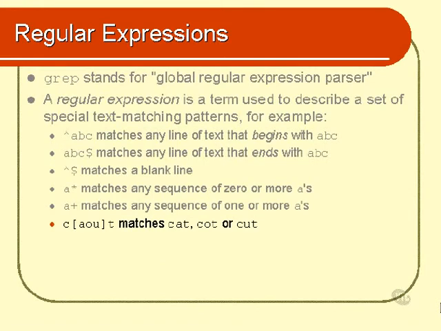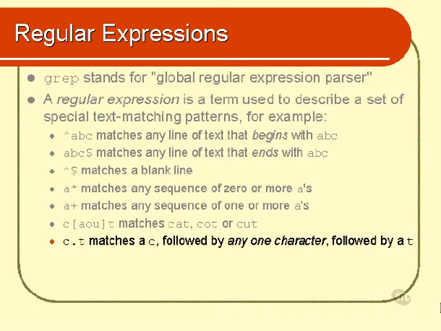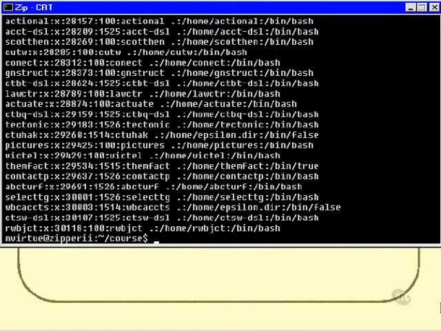Now one of the more important regular expression options is just the dot, which matches any single character. So C.T matches a C followed by any character at all followed by a T. So it could match an A or an O or a U, or it could match a space, or it could match a four, or it could match a question mark, or it could match absolutely anything at all.